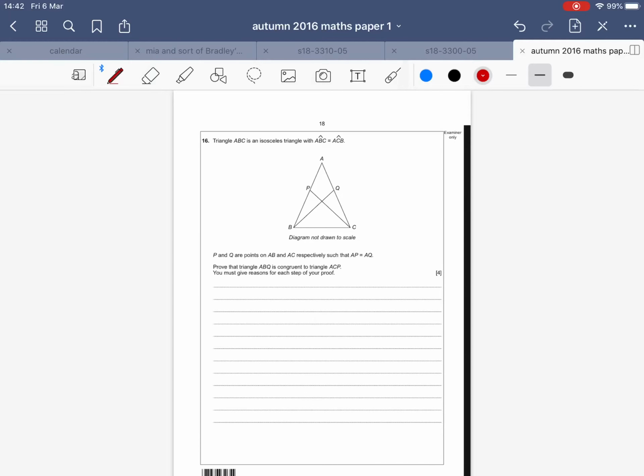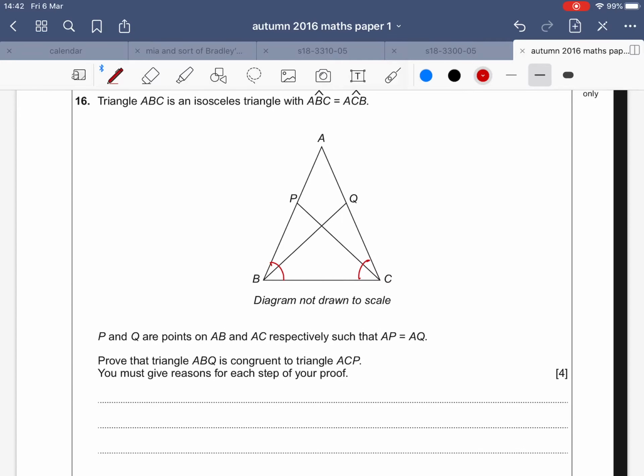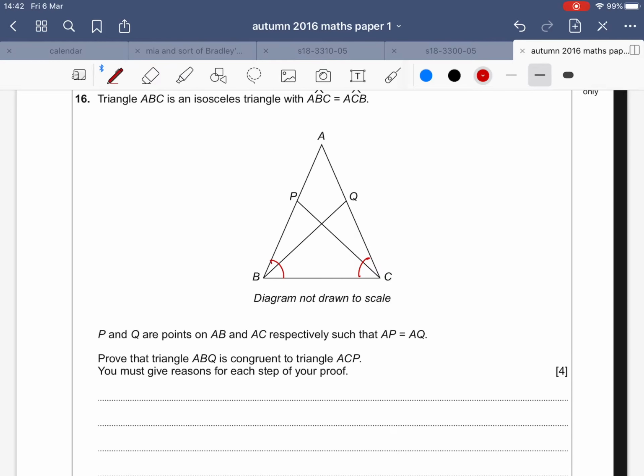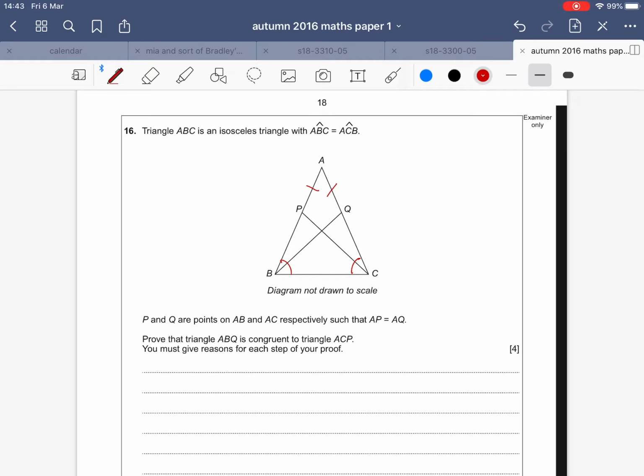Okay, question 16. The triangle ABC is an isosceles triangle with angle ABC equal to angle ACB. So this is equal to this. P and Q are points on AB and AC respectively, so that AP equals AQ, so this equals this. Prove that triangle AQB is congruent. When something's congruent, it means it needs to be the same, so if it's got two sides the same and an angle the same, then it's congruent.